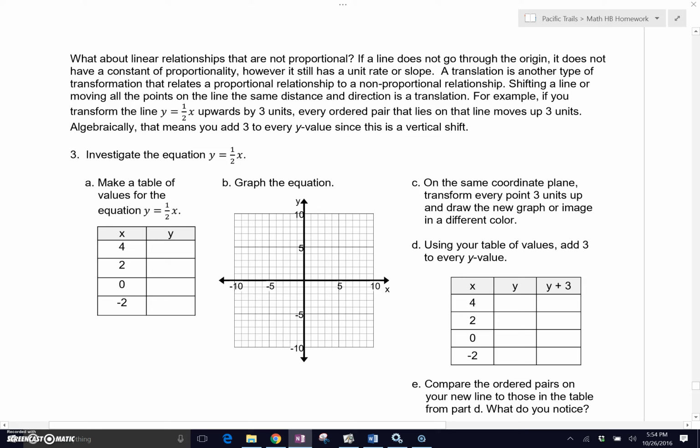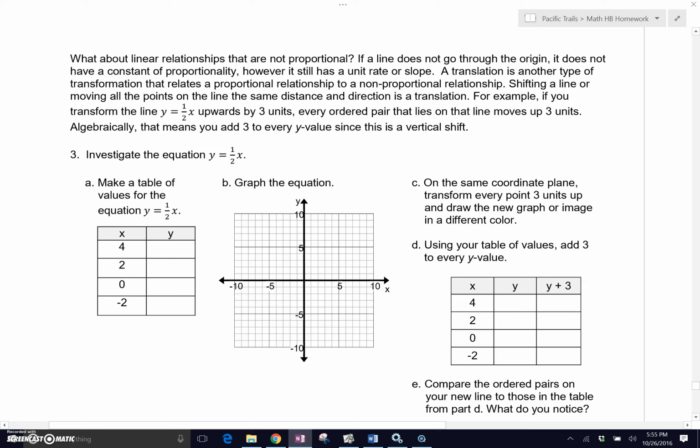A translation is another type of transformation that relates a proportional relationship to a non-proportional relationship. That just means we're going to take our line that goes through the origin and shift it up or shift it down. So shifting a line, or moving all the points on the line the same distance in the same direction, is a translation. For example, if you transform y equals 1/2 x upwards 3 units, every ordered pair that lies on that line will move up 3 units. Algebraically, you add 3 to every y value since it's a vertical shift.